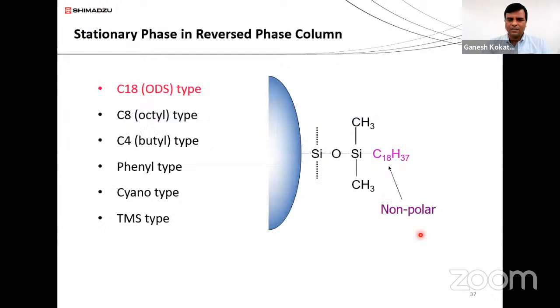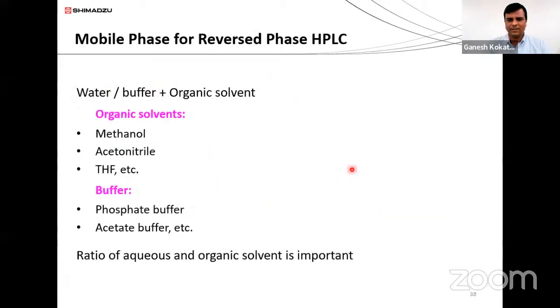Now, these are the different columns depending on the moiety which is attached to the silyl group. We define them as ODS, octyl, butyl columns, or maybe TMS. The tetramethylsilane column was also there in the beginning when HPLC started. The first column was TMS, then cyanophenyl, C4, C8, and now the C18 column is there. So what are the different types and why do we prefer to use these different types of columns? We'll see in the coming slides.